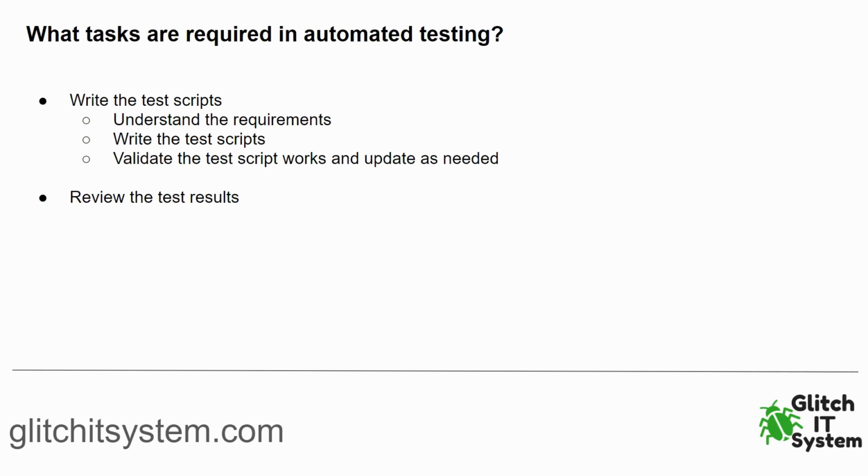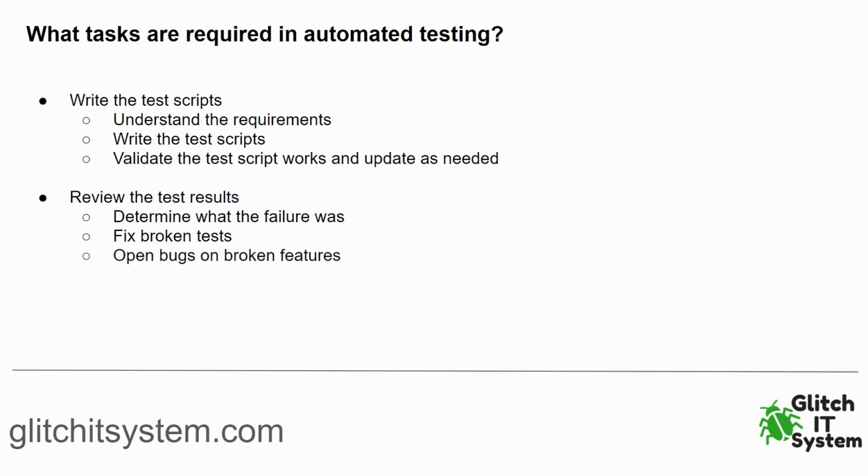Another thing is that there's actually a bug, so something went wrong and you need to file a bug and take the time to do that. So as I mentioned, determine what the failure was. Fix broken tests. So that goes with the first scenario where the test is broken because the test script needs to be updated. And then open bugs on broken features.